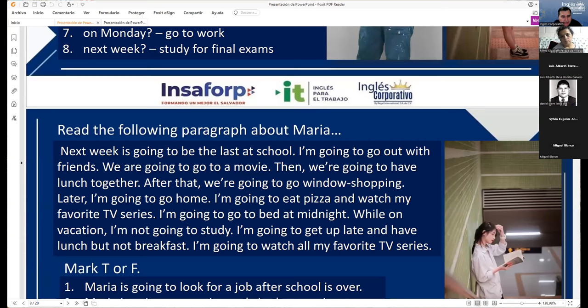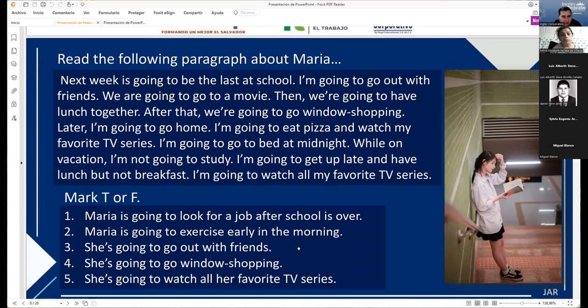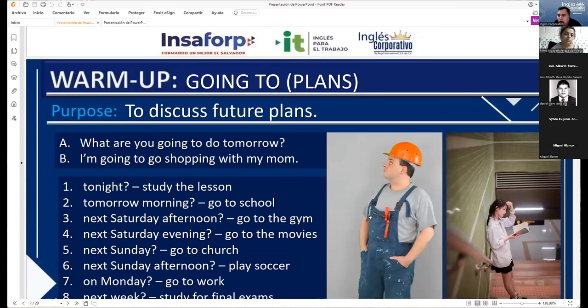Okay, then you're going to read this paragraph. This is about Maria, this little girl reading the book. Okay, so you're going to read about Maria, what she says, and you're going to mark the sentences T true, F false, all right? T for true, F for false, all right? These are the two things that you are going to be doing, okay?